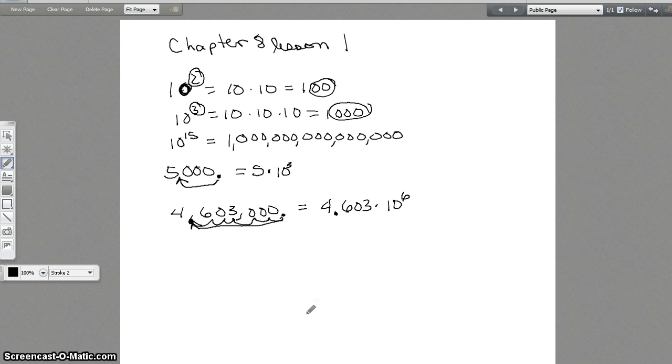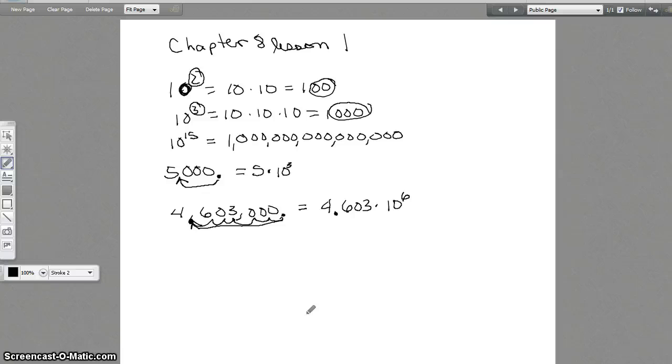So when we're converting a decimal to scientific notation, or scientific notation to a decimal, what we're doing is moving our decimal place back and forth. And the power on the 10 tells us how many places we moved the decimal point.